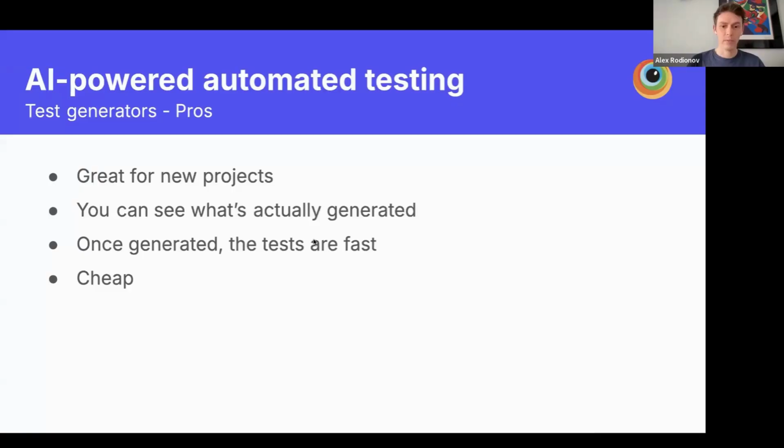Once the tests are generated, they're fast. They're just regular Selenium tests. There is nothing AI there. And because you generate once, it's pretty cheap, right? So you run this tool, it uses AI, you pay for this initial generation, but after that, you don't have to pay for anything, right?